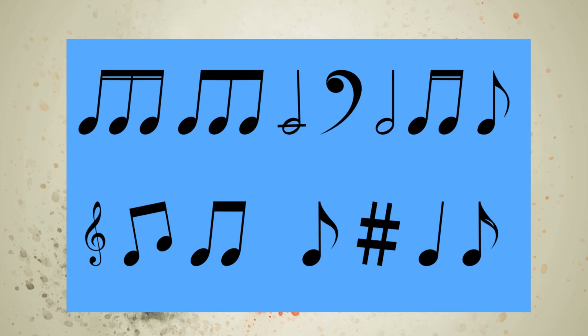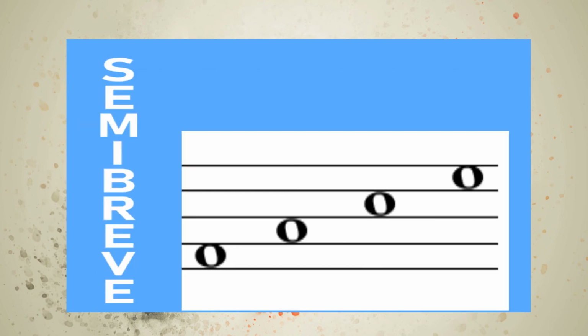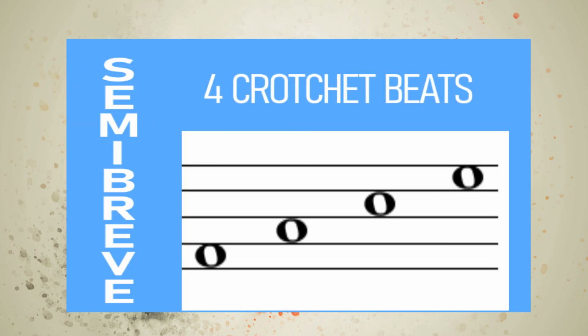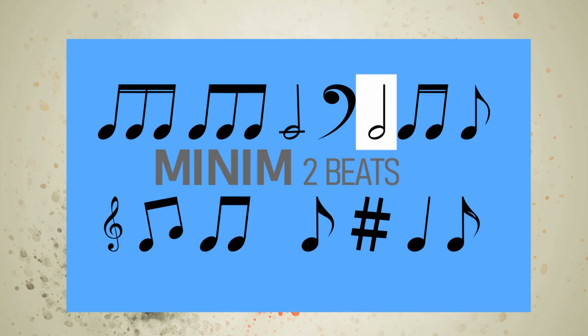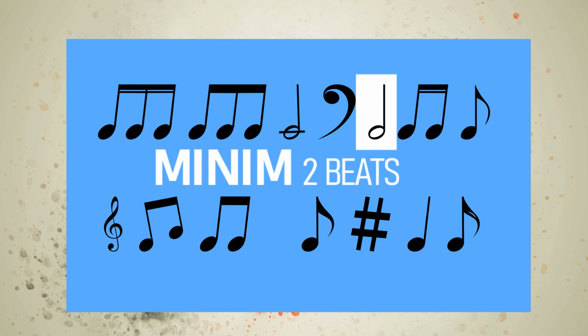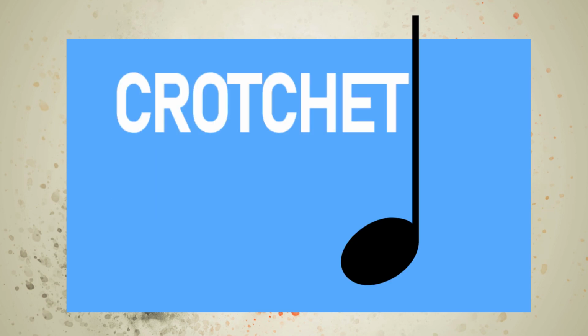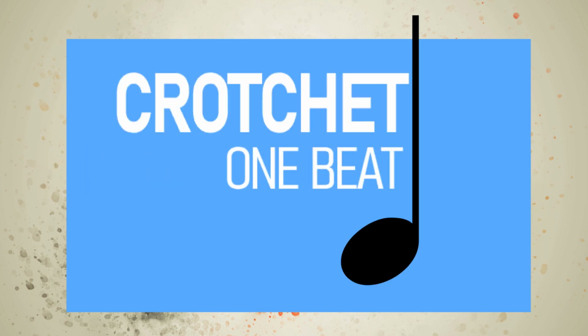Now we are going to move on to note length. So the longest, most common note in music is called the semibreve, which is 4 crotchet beats. Then the next one we have is called a minim, and it's 2 crotchet beats. Then it gets shorter, and we have the crotchet, which is only 1 crotchet, so just 1 beat.